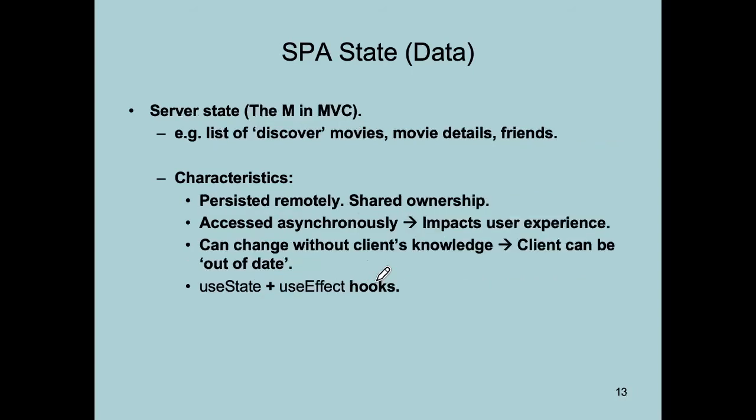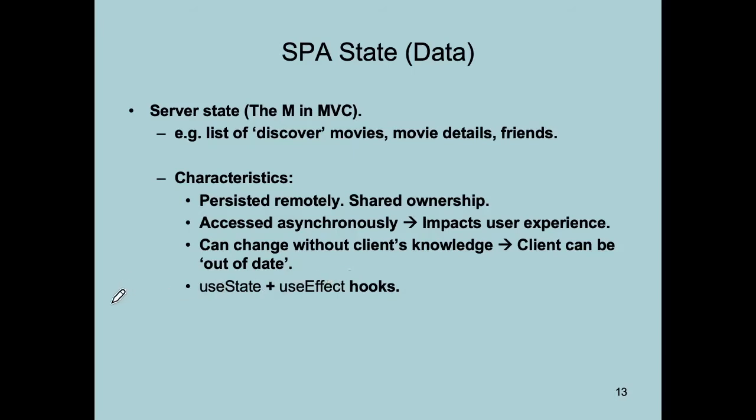The other type of data that a React app or any single page app needs to be aware of is what I'm calling server state. And server state is that data that the client gets from the back end. So in the context of our movies app, the list of Discover movies would be classified as server state data. The details on a particular movie, my list of friends, all of that.